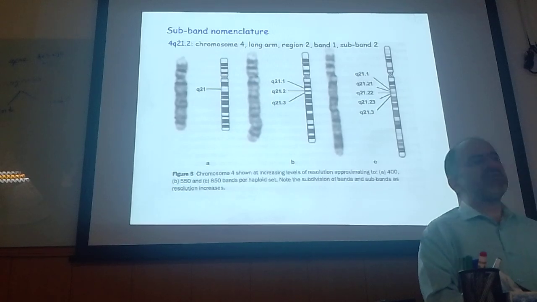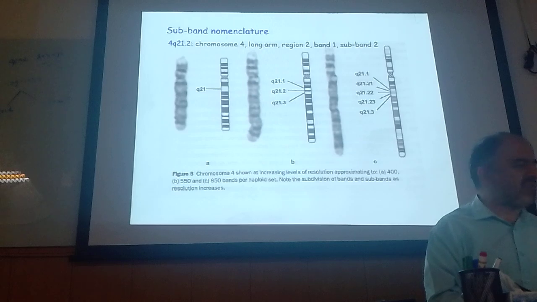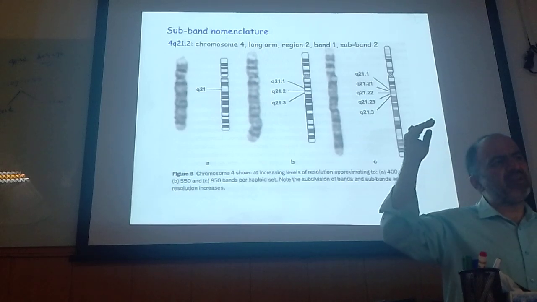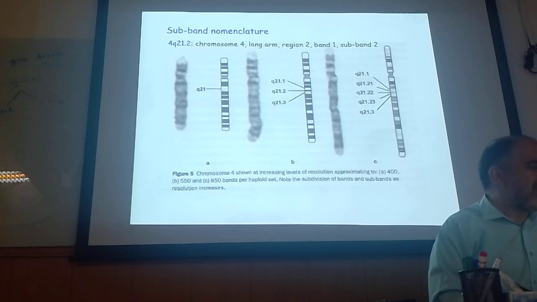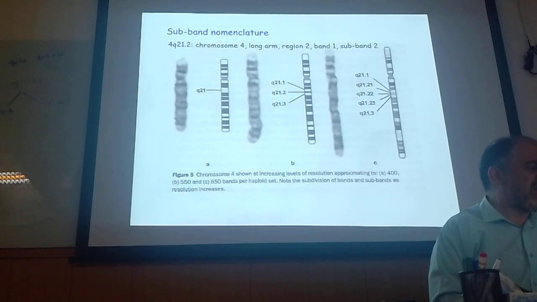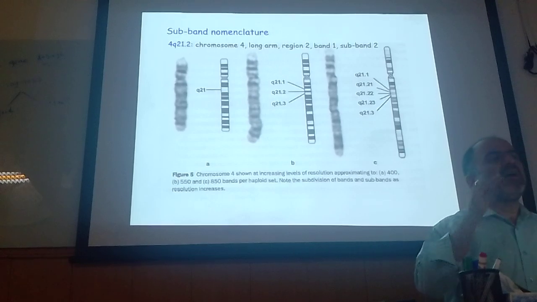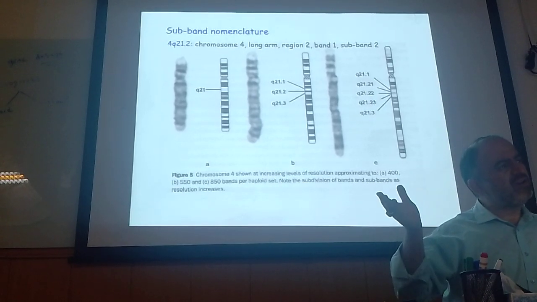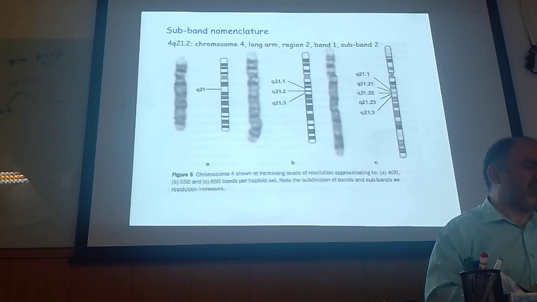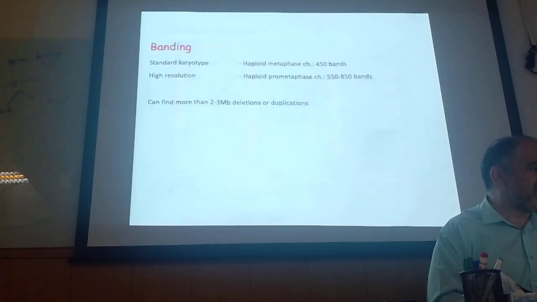Usually we have a standard karyotyping. In that one, usually 400 bands for chromosomes would be checked. More than 550 and 850, it would be high resolution karyotyping. Standard karyotyping and high resolution karyotyping are different from each other.